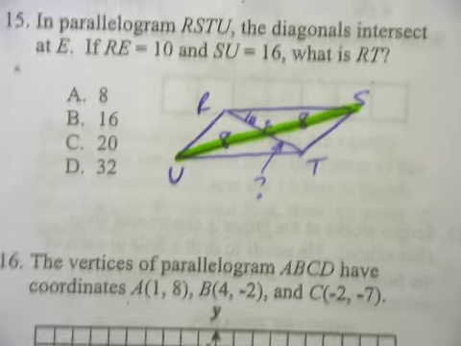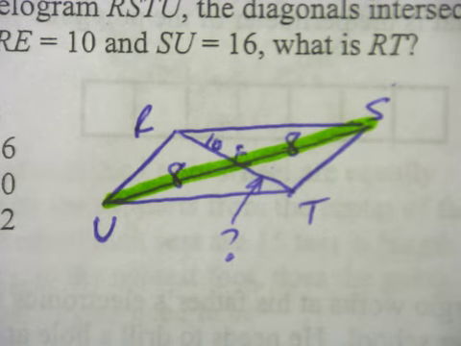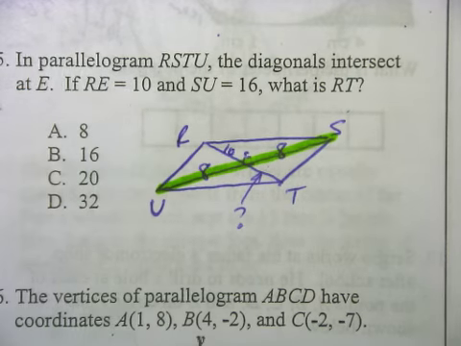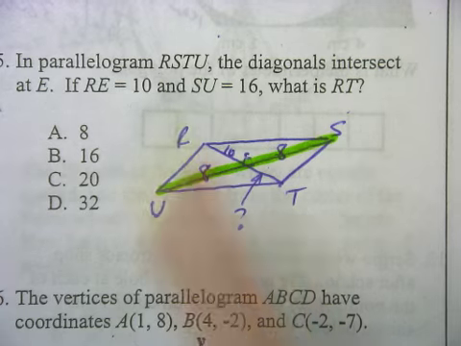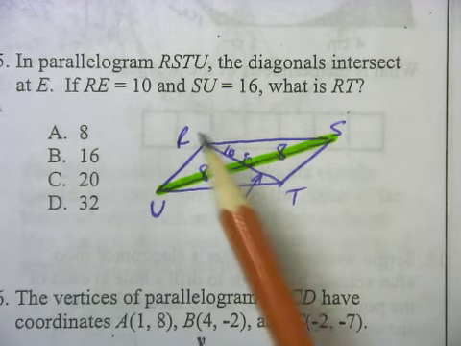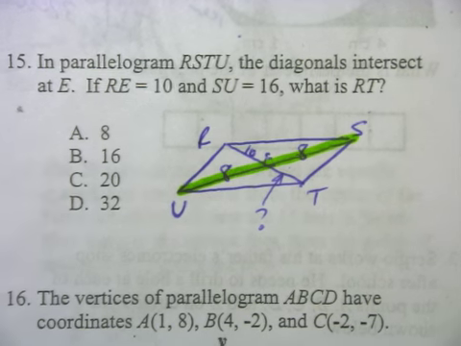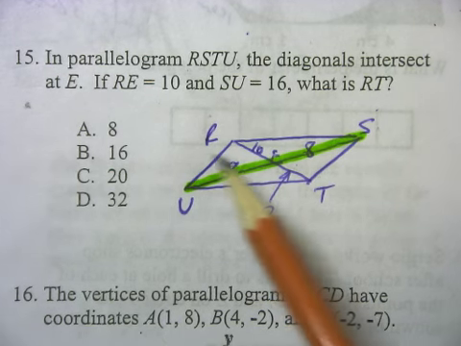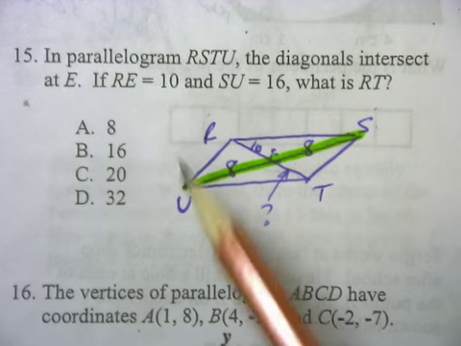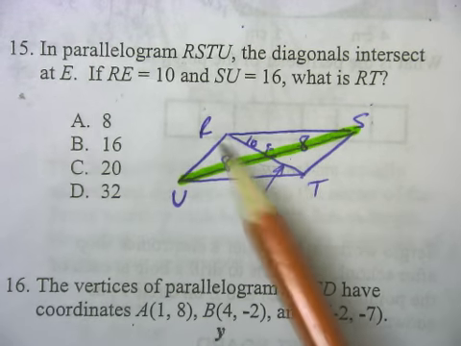Question number 15 was asking if you knew something else about parallelograms, except they didn't give you a picture. So in this instance, you had to draw your own. So I did that here. I did my best to draw it. They told me that I have parallelogram RSTU. So I drew my little parallelogram RSTU. My letters are going in order.